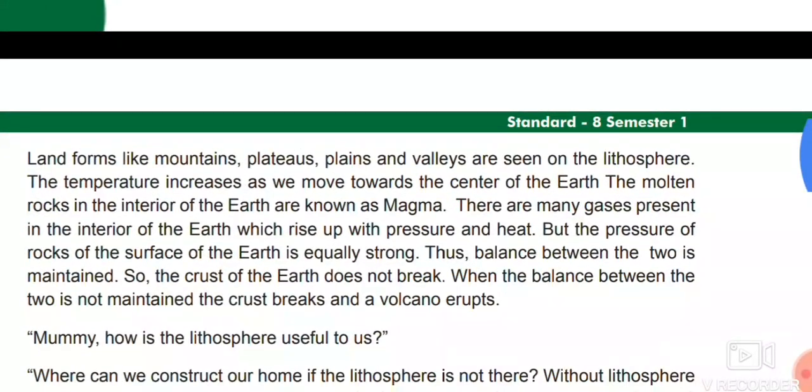See, now, which things are involved in land? Landforms like mountains, plateaus, plains and valleys are seen on the lithosphere. Lithosphere shows many different forms. For example, mountains, plateaus, plains and valleys. Mountains means hills, plateaus means slightly elevated land, plains means fertile, flat land, and valleys means deep gorges. So these are all parts of the lithosphere.